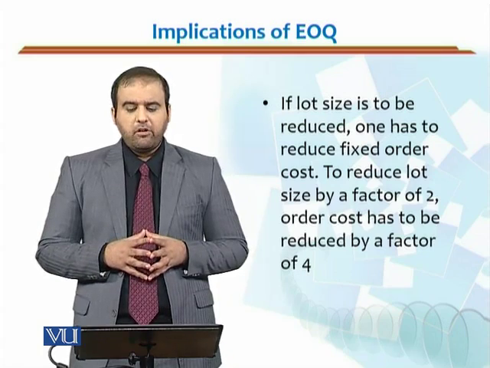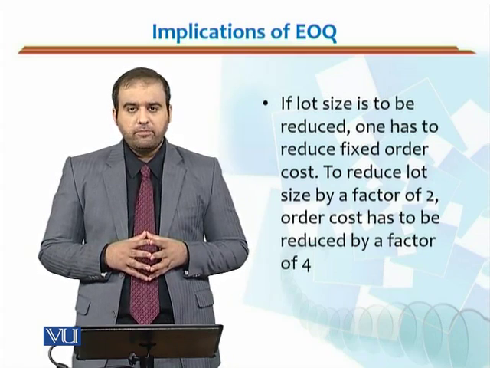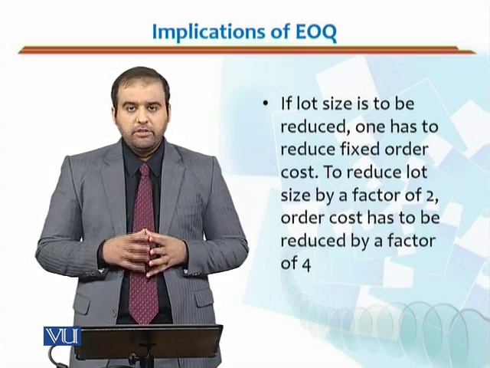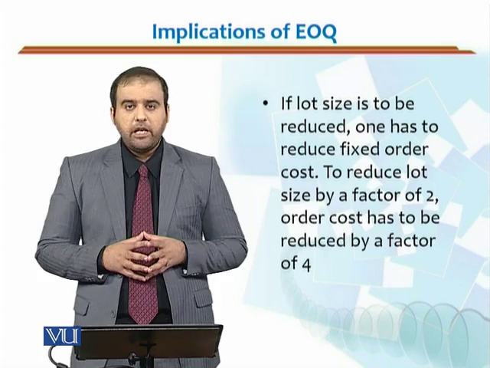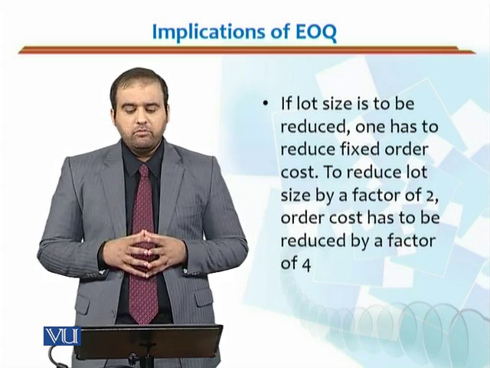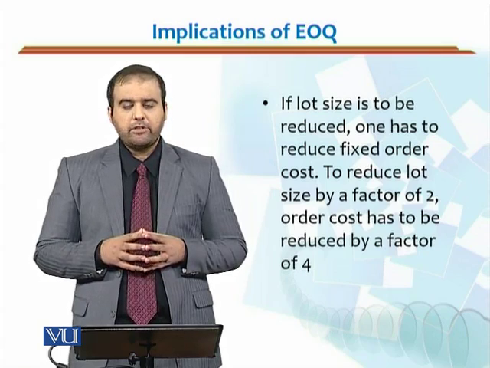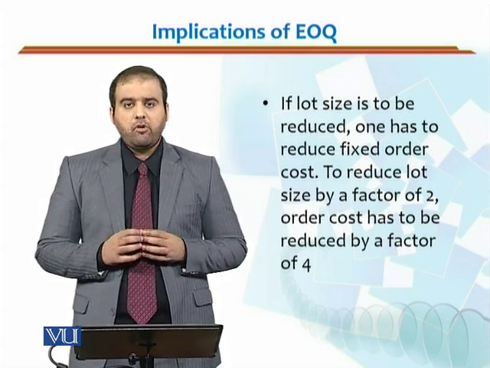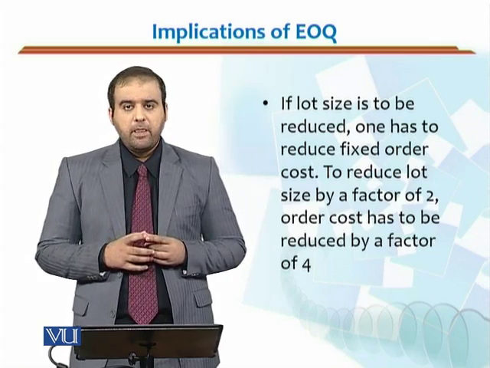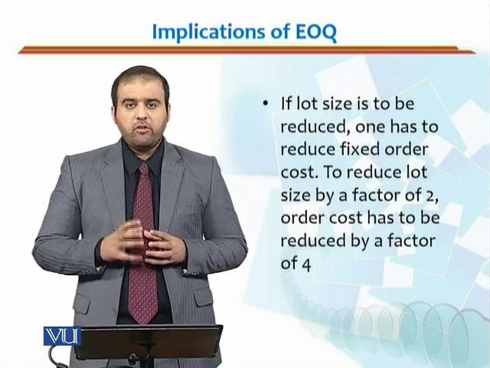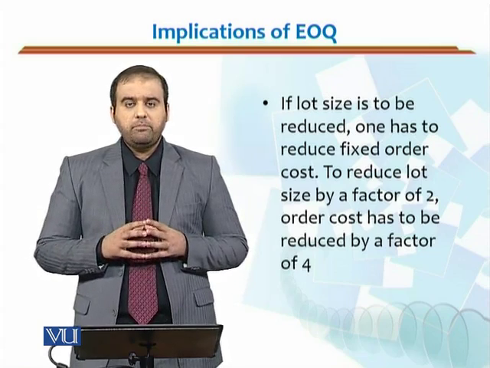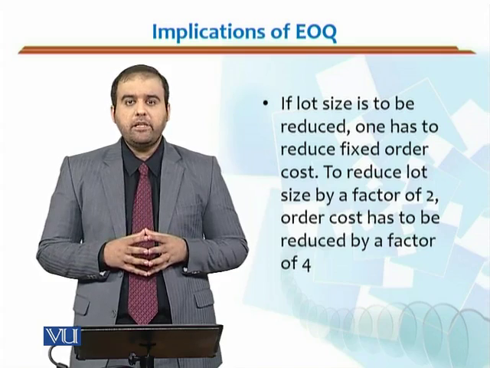Then, if a lot size is to be reduced, one has to reduce fixed order cost. This point is very important. Actually, to reduce lot size by a factor of 2, order cost has to be reduced by a factor of 4. Why is this important? Now, just keep it in mind at this point of time that in economic order quantity, we have assumed our production or our ordering to be uncapacitated.